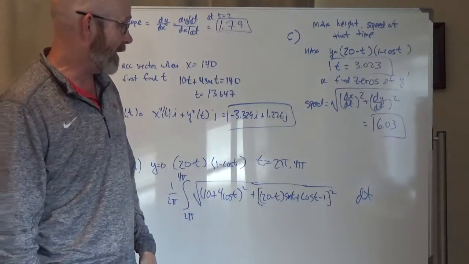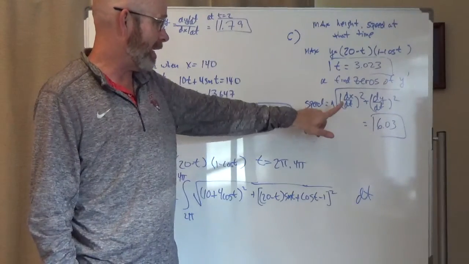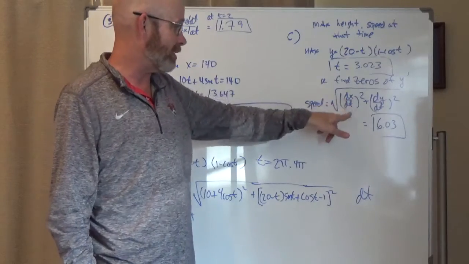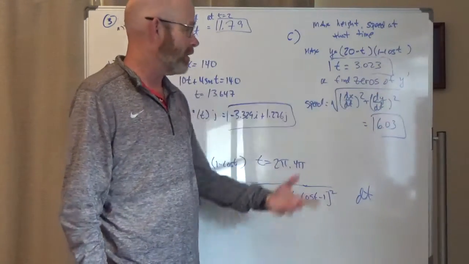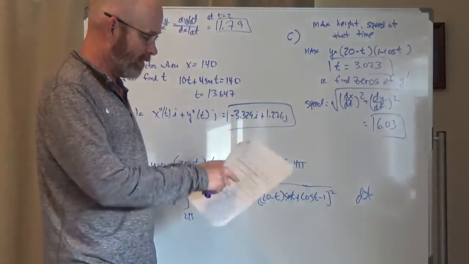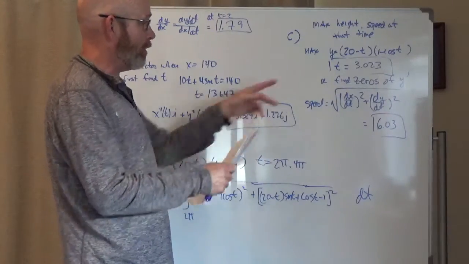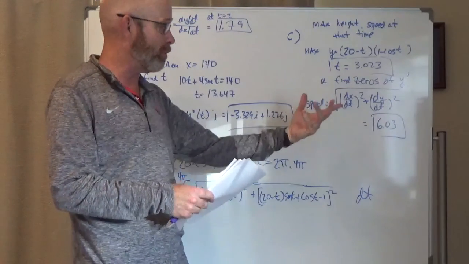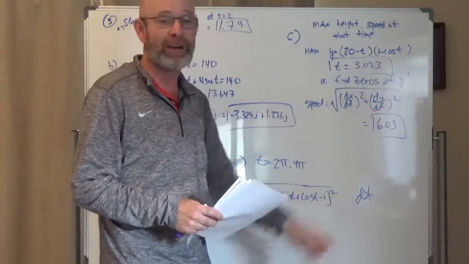And then they ask you to find the speed. So when you're in parametric, speed is the square root of dx dt squared plus dy dt squared. So I just took the dx dt, my x prime, put in the 3.023, the y prime, put in 3.023, squared them and added together, got 6.03.